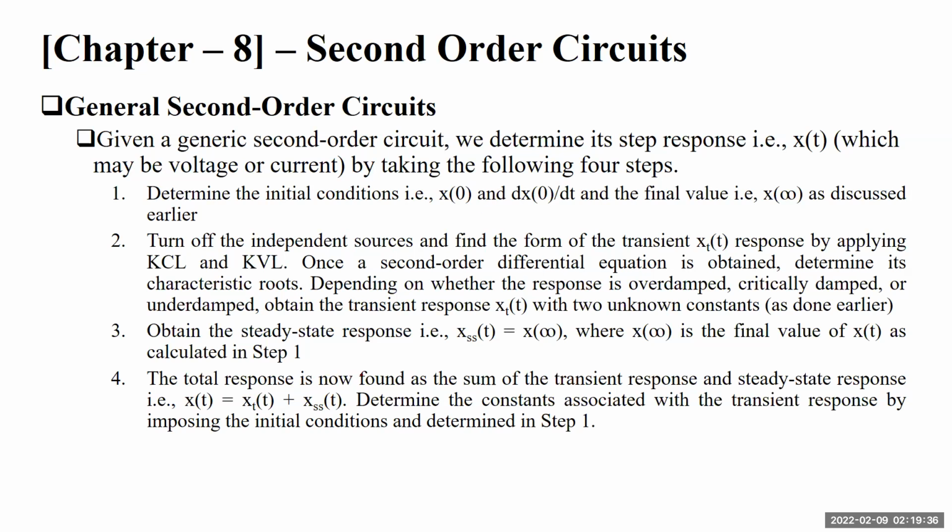The overall response, or the total response, is now found as a sum of the transient response and the steady state response, that is x of t equals x transient plus x steady state. From here we determine the constants associated with the transient response by imposing the initial conditions, as we have calculated in step number 1. So let's solve a few examples and see how we solve a generic second order circuit.